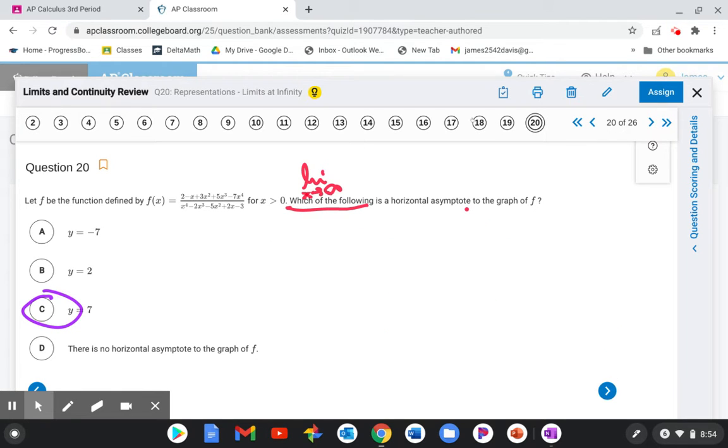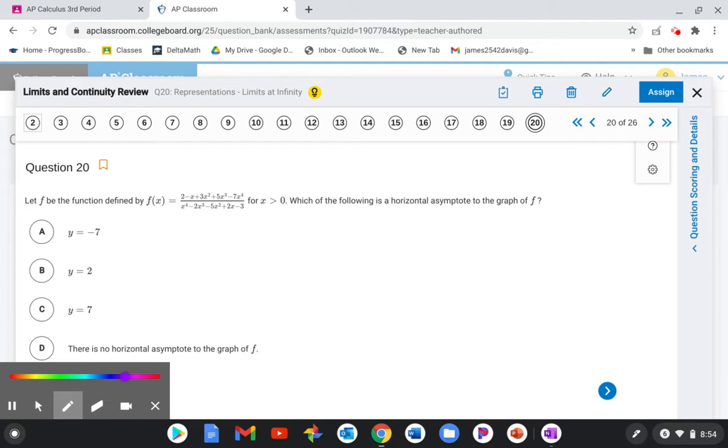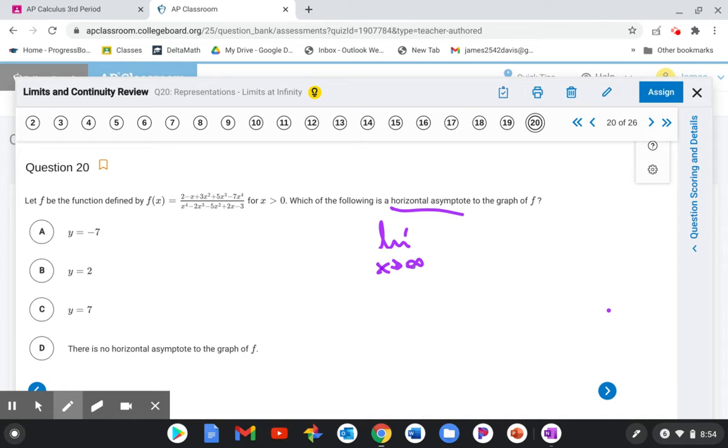Okay, next one, number 20. All right, we got a big function going on here. Which of the following is a horizontal asymptote? So again, horizontal asymptote, immediately what you should think is a limit as x goes to plus or minus infinity. So if we take the limit of this, all we need to do is find the biggest powers. So biggest power here, negative 7x to the fourth. And we got an x to the fourth on the bottom as well. They're the same, so we will take the ratio of the leading coefficients. So negative 7 over 1, which is negative 7. So we've got a horizontal asymptote at y equals negative 7.